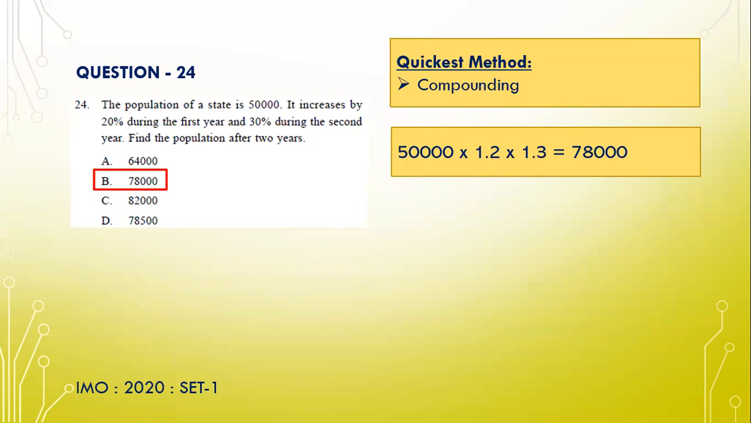The population of a state is 50,000. It increases by 20% during the first year and 30% during the second year. Find the population after 2 years. Compounding, isn't it? Compound interest. So compounding is 50,000, 20% during the first year. So 50,000 into 1.2, 20% is 0.2. So it is 1.2. And 30% during the second year. So again into 1.3 because 30% is 0.3. So 50,000 into 1.2 into 1.3 is 78,000.